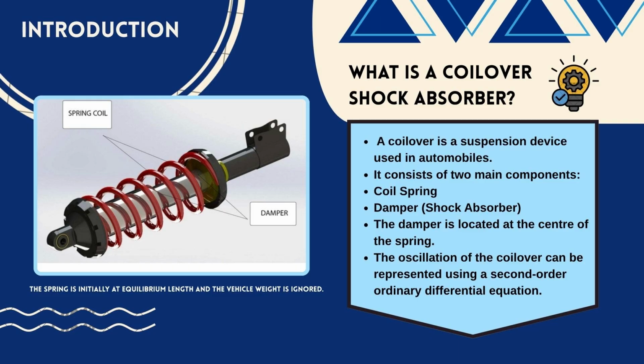2. A coilover shock absorber is a suspension device widely used in automobiles. It consists of 2 main components, namely the coil spring and the damper. The damper is positioned at the center of the spring. When a vehicle passes over a bump, the coilover oscillates. According to the assignment brief, this oscillating motion can be represented using a second order ODE. In this model, the spring is assumed to be at equilibrium length and the weight of the vehicle is ignored.